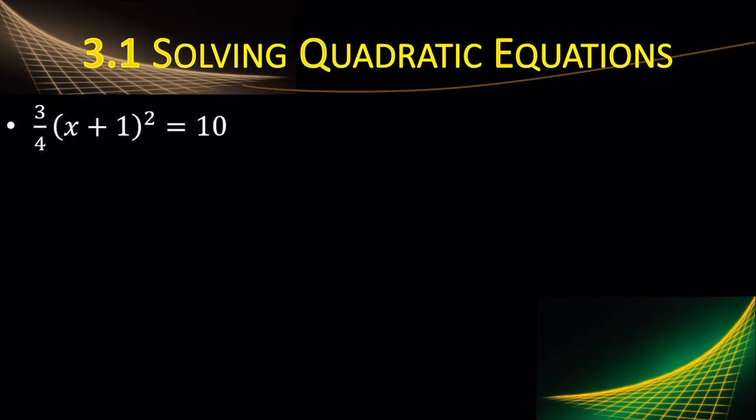Here's a more interesting one we can solve by taking square roots. Notice we have x just once. The square is on the outside of that parenthesis, so we can just get everything away from the x. The most outside thing is the 3/4. To get rid of the 3/4, we'll multiply both sides by 4/3. You multiply by putting it over 1 and multiplying straight across. 10 times 4 is 40, and 1 times 3 is 3.